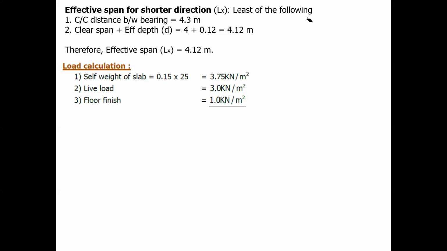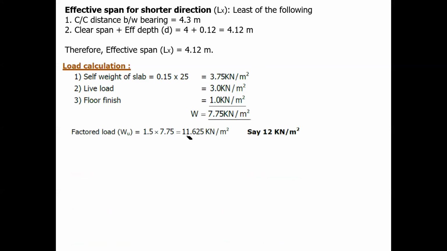Is it clear? Yes, sir. So the total load is 7.75, right? The total load is 7.75. So this one you have to convert to the factored load. So factored load is 1.5. So check whether you are getting 11.625. Yes, sir. So you are going to round up to 12 kilonewton per meter square. Next, take down factored moment.